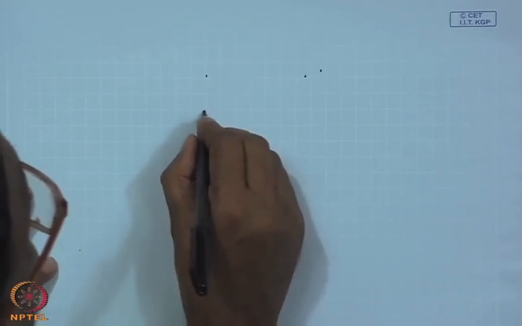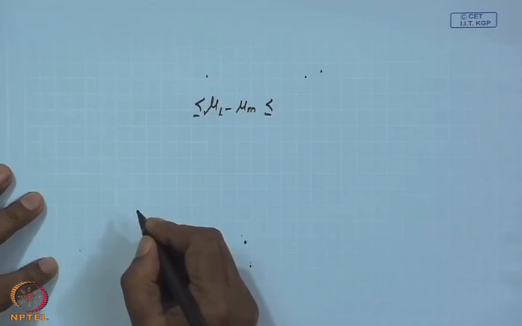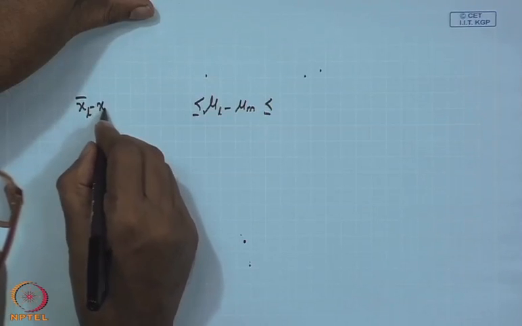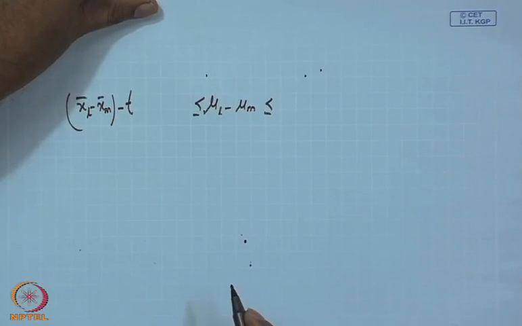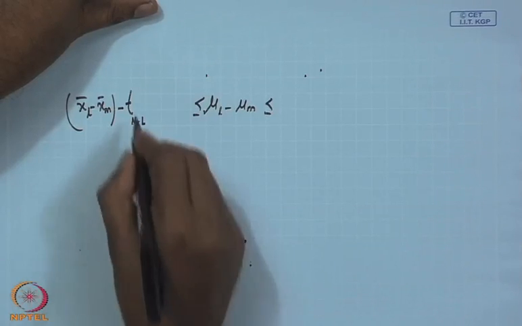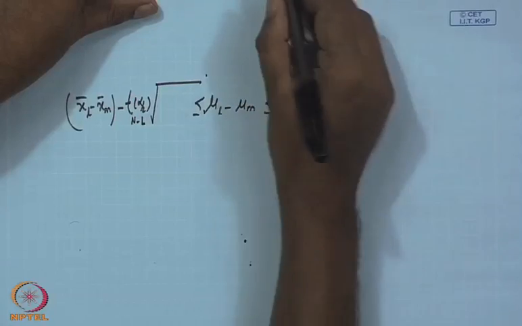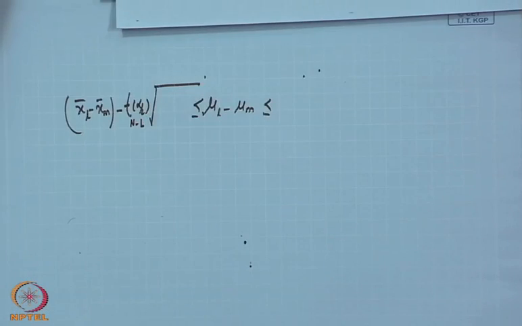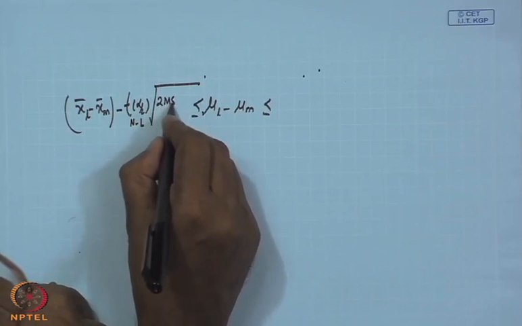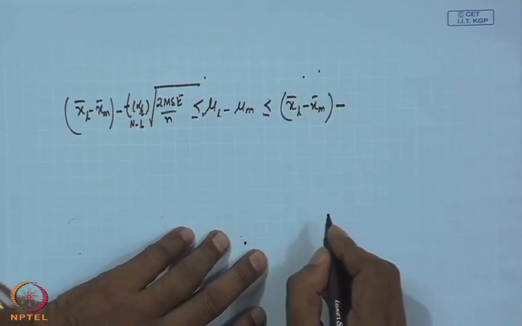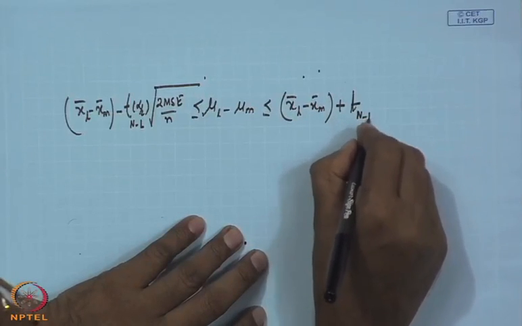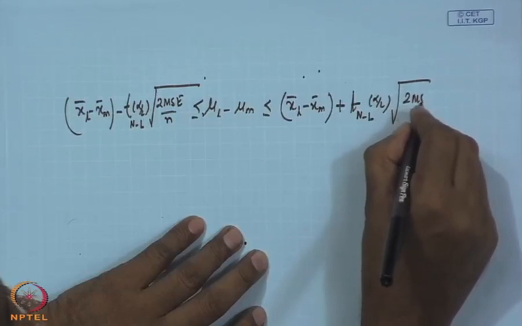Now, if you want to find the interval for mu L minus mu M, then you must write down the first part, XL bar minus XM bar, then minus plus the same t value, t with n minus L degrees of freedom at alpha by 2. The only change is that instead of MSE by n it will be 2 MSE by n. See, the 2 is coming. Earlier, for the one mean case, you used MSE by n. So, 2 MSE by n.